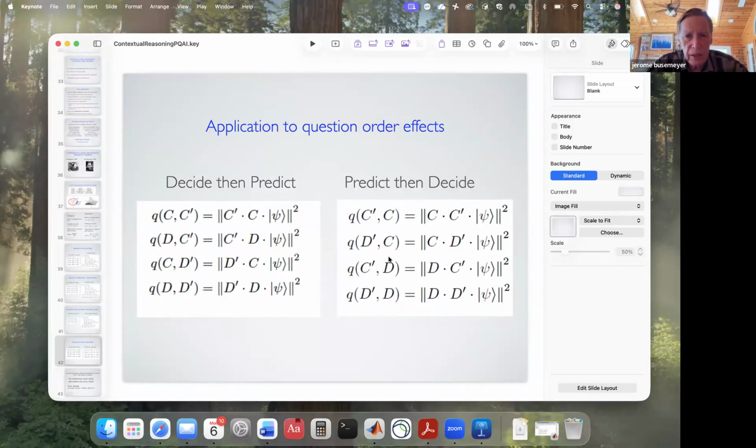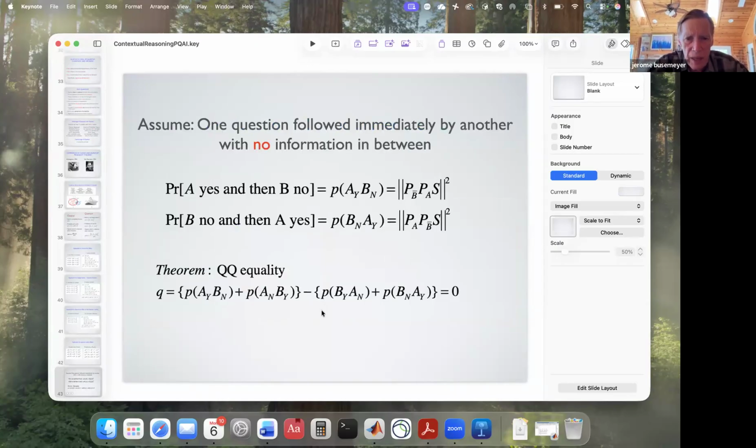Now, this question order effect is particularly interesting because we derived a theorem called the QQ equality for question order studies. And the QQ equality is a parameter-free, rotation-free, general a priori prediction. So this combination of answers to questions, yes to A then yes to B, plus no to A then yes to B, minus yes to B then no to A, plus no to B then yes to A. Those combinations of probabilities that we observe in the data, according to quantum theory, have to be equal to zero. So the theory has to predict this.